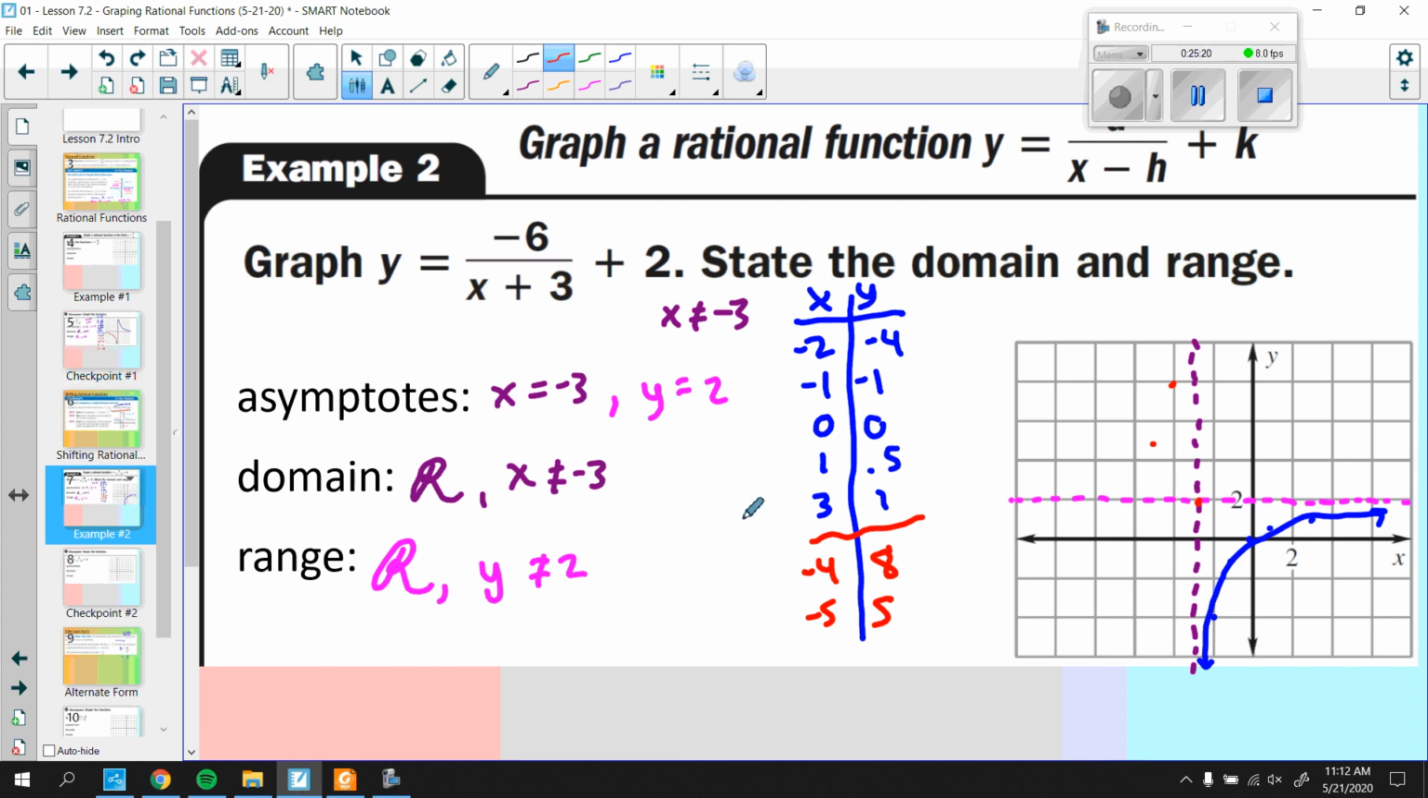So a couple more here. -6. So -6 plus 3 is -3. -6 divided by -3 is 2. 2 plus 2 is 4. So 2, 4, 6, 2, 4.